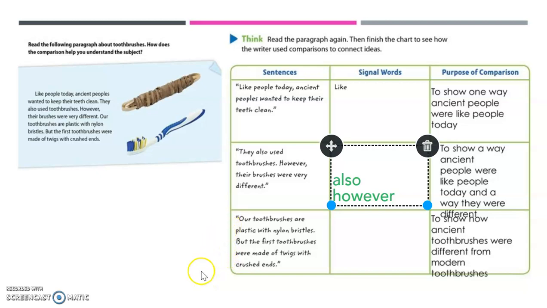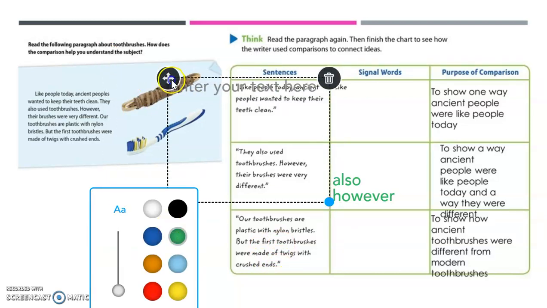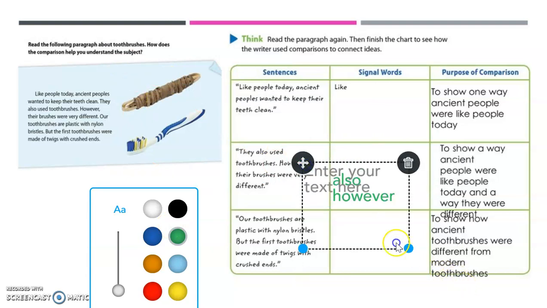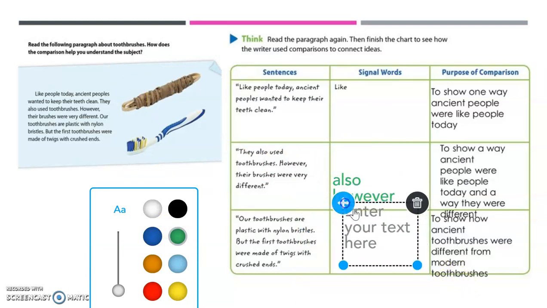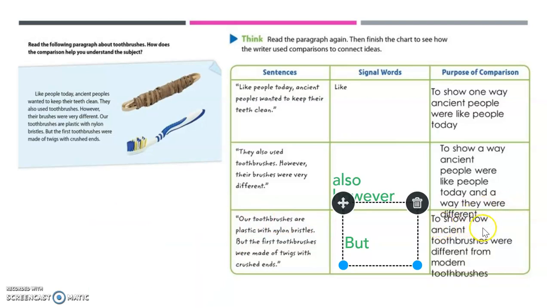Our toothbrushes are plastic with nylon bristles, but the first toothbrushes were made of twigs with crushed ends. What was the signal word that we underlined there? Yes, it was but. So as I type mine, write that word right there. And but is one of those words that contrast. It tells us how things were different. So let's let that information help us figure out our purpose of the comparison. And here's the purpose right here. To show how the ancient toothbrushes were different from modern toothbrushes. Nice job completing that graphic organizer, boys and girls.